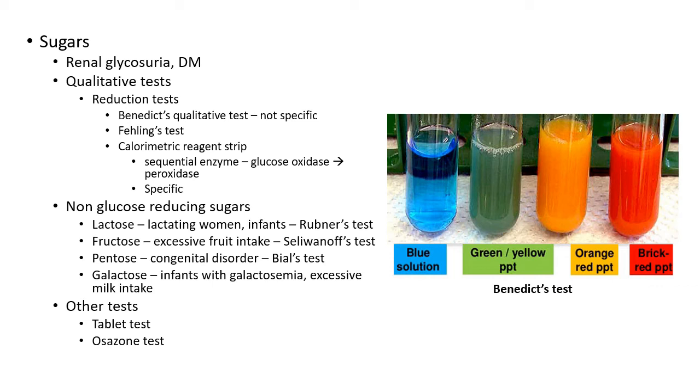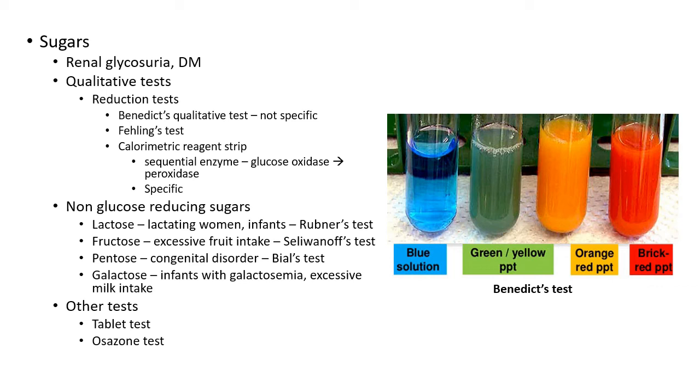Apart from glucose, there can be other non-glucose reducing sugars also. These include lactose, which appears in lactating women, infants, etc. The test used is Rubner's test. I will not go into the details of the test. You can read that from the textbook. Another sugar is fructose, which is present in the urine of patients consuming large quantities of fruit and also in hepatic disorders. This can be distinguished by Selivanov's test.